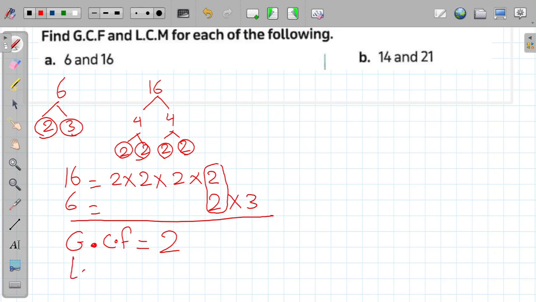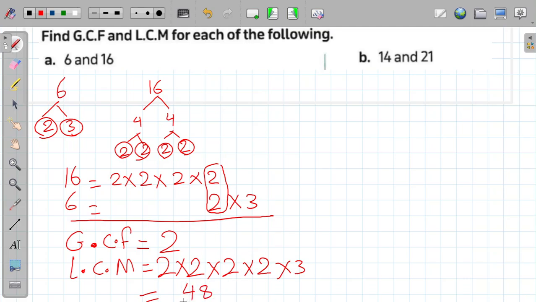And the least common multiple will be: 1, 2, 3, 4, 5. So I have 5 prime factors. 2 times 2 times 2 times 2 times 3. So 2 by 2 equals 4, 2 by 2 equals 4, 4 by 4 equals 16, and 16 by 3 equals 48. So the least common multiple here is 48.